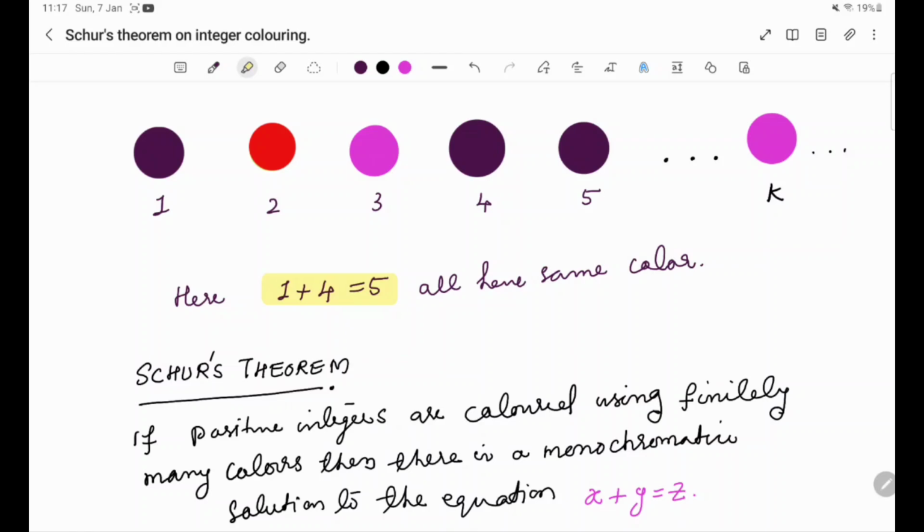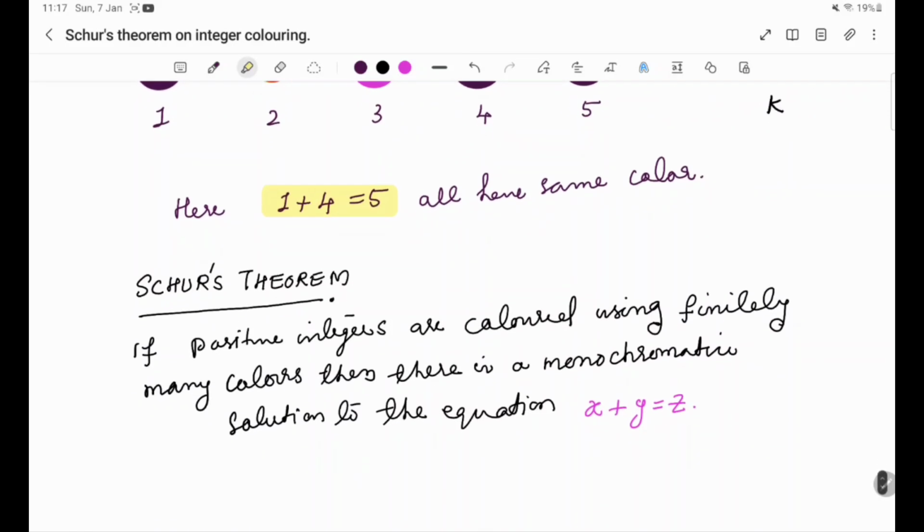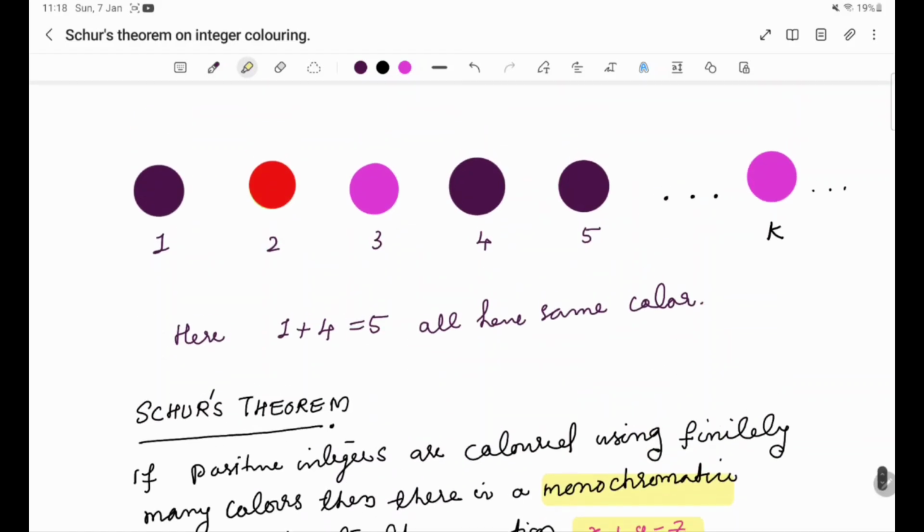Yeah. So what is Schur saying? Schur's theorem is exactly this idea. If you color the positive integers with finitely many colors, then there exists a monochromatic solution to the equation x plus y equals z. When I say monochromatic, that means x, y and z have the same color. In this case, you get 1, 4, 5.